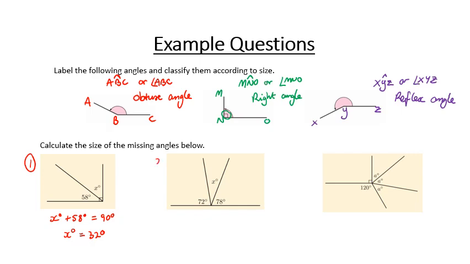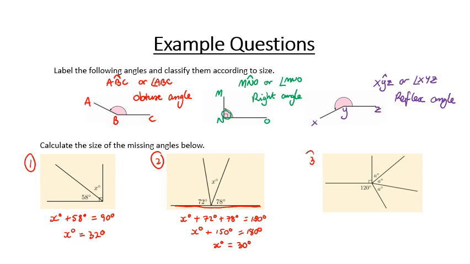In our second example here, we know it's a straight line, which means it's a total of 180 degrees. So x degrees plus 72 degrees plus 78 degrees equals 180 degrees. X degrees plus 150 degrees, because that's what 72 plus 78 is, equals 180 degrees. Therefore, x degrees will equal 30 degrees.